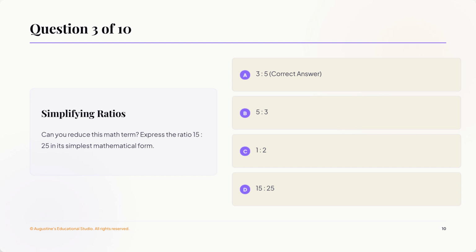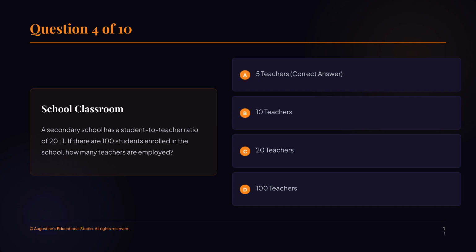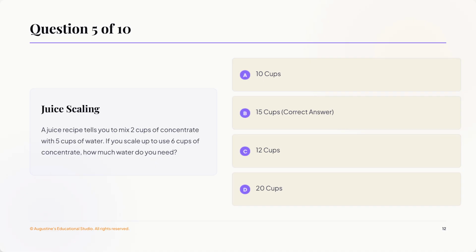Third question, can you simplify the ratio 15 to 25 into its simplest mathematical form? For question 4, a school has a student-to-teacher ratio of 20 to 1. If there are 100 students, how many teachers are employed? Question 5, a juice recipe uses 2 cups of concentrate to 5 cups of water. If you scale up to 6 cups of concentrate, how much water do you need?